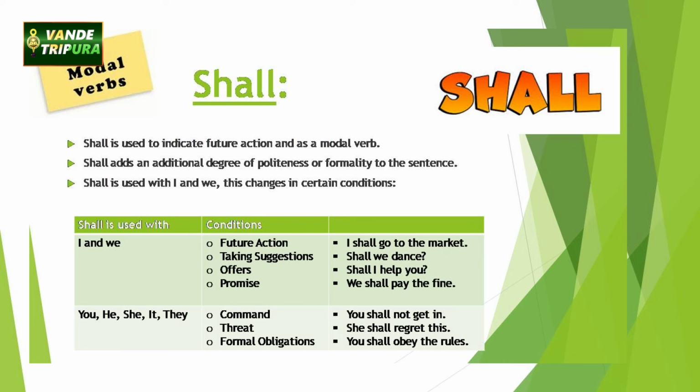So with first person singular and plural, these are the 4 conditions where we generally use the word shall. So see the examples. Future action: normally when we will do something in the future, we use it with I or we. I shall go to the market. So this is a future action. Taking suggestions, like you are asking someone, or your dance teacher, shall we dance? So this is formal language, you are asking, but some decency is there, so shall we dance?